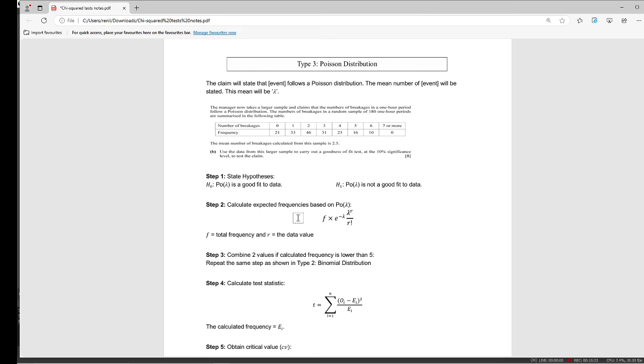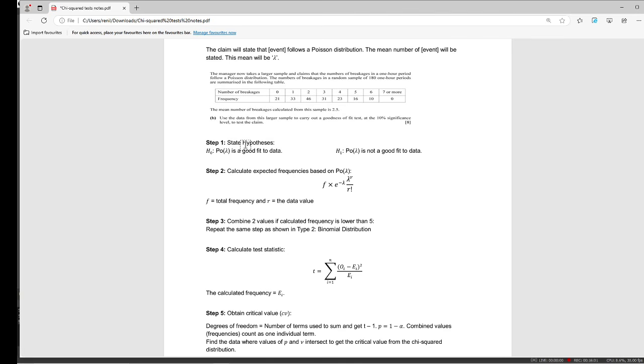Now moving on to type 3, the Poisson distribution. The claim will always state that an event follows a Poisson distribution. Otherwise you cannot perform this test. The mean number of, let's say, an event will be stated. So in this case, the mean number of breakages will be stated. This mean will be lambda. It's explicitly stated here that the lambda is 2.5. See this? The mean number of breakages calculated from this sample is 2.5. So it's important that you recognize lambda equals 2.5.